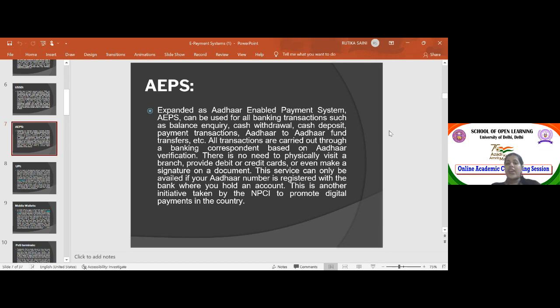All transactions are carried out through a banking correspondent based on Aadhaar verification. There is no need to physically visit a branch, provide debit or credit cards, or even make a signature on a document. This service can only be availed if your Aadhaar number is registered.